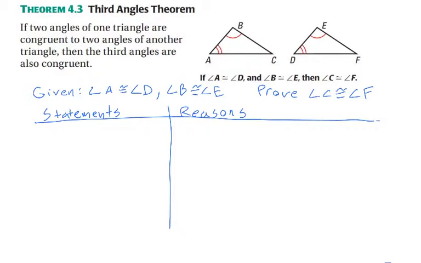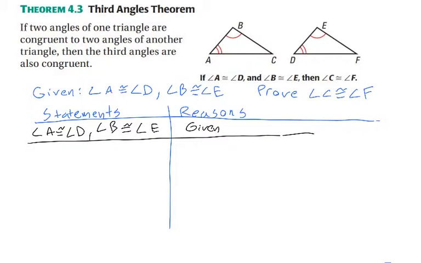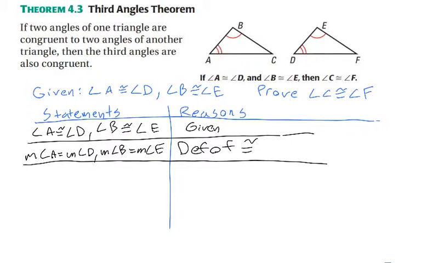So let's start with our given information. A is congruent to D, and B is congruent to E. That's given. We don't have any shortcuts yet. So we're going to have to change this from congruence to equations. And we'll use the definition of congruence for that. So we get measure of angle A equals measure of angle D, and the measure of angle B equals the measure of angle E.